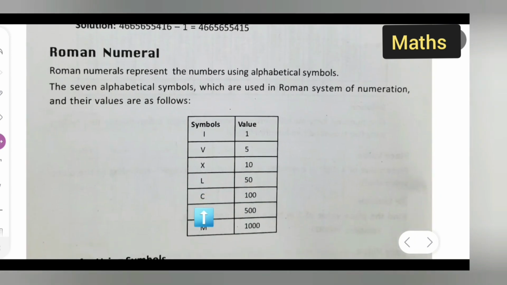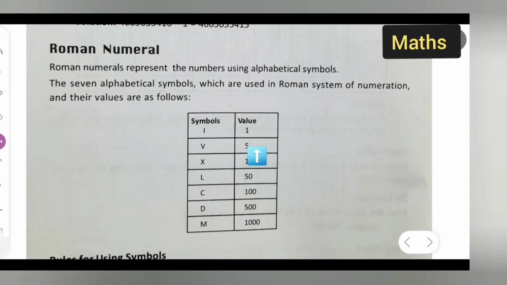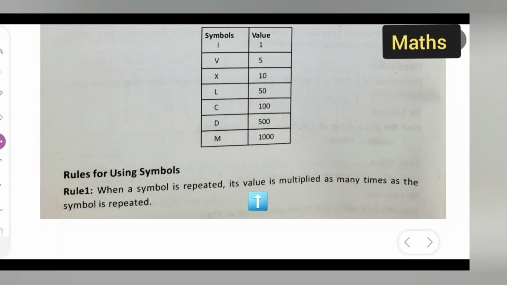Okay, so this is what you'll have, values. So this is the symbol. These are the values. 1, 5, 10, 50 will look like this, 100 C, and 500 will be D, and 1000 will be M. Okay, these are the symbols of these numbers. So what you'll have is the rules of use for using symbols. Rule 1 is, when a symbol is repeated, its value is multiplied as many times as the symbol is repeated.